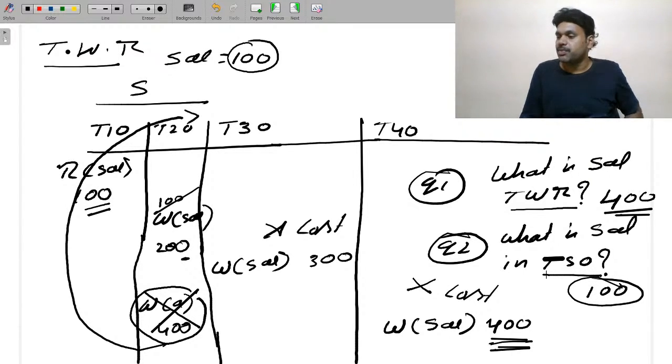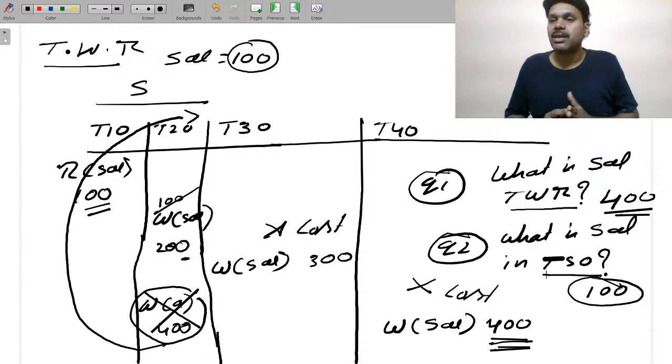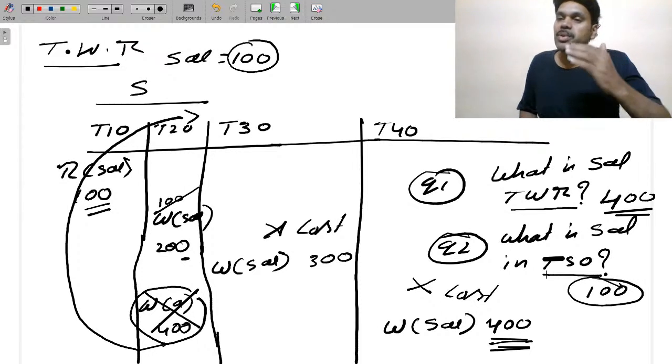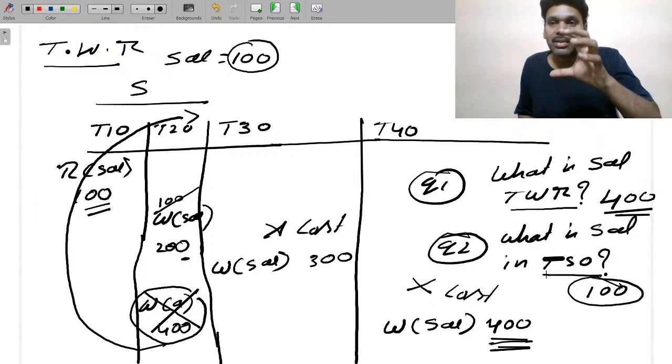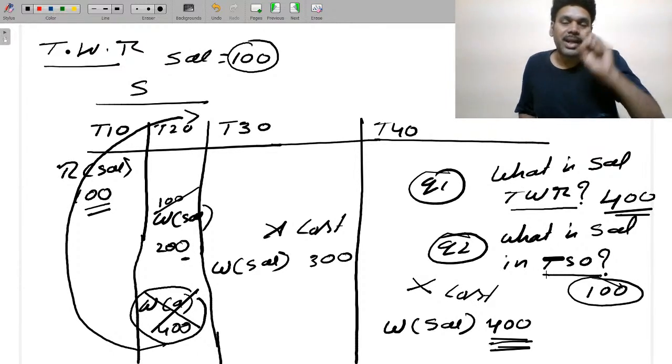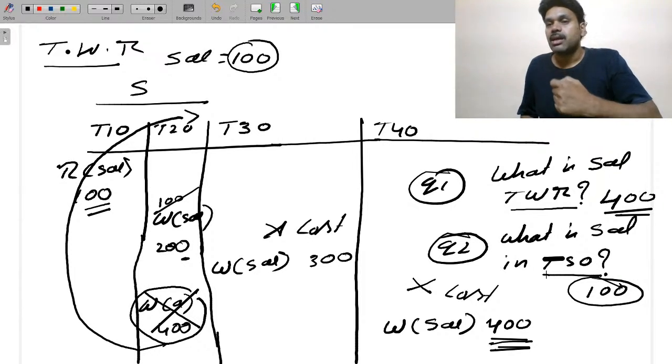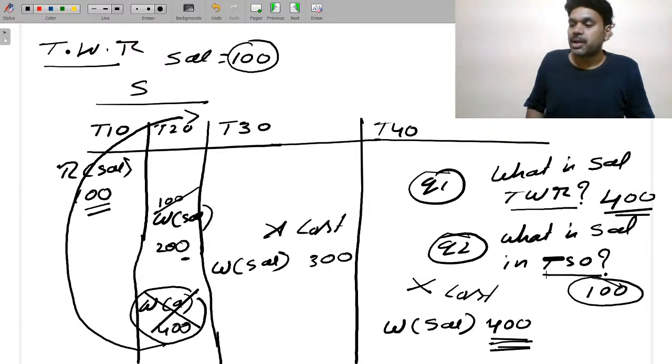Clear, friends? All of you. So this is the difference between TWR and timestamp ordering. So Thomas Write Rule protects your transactions from your late write operations which violate the timestamp ordering rules.